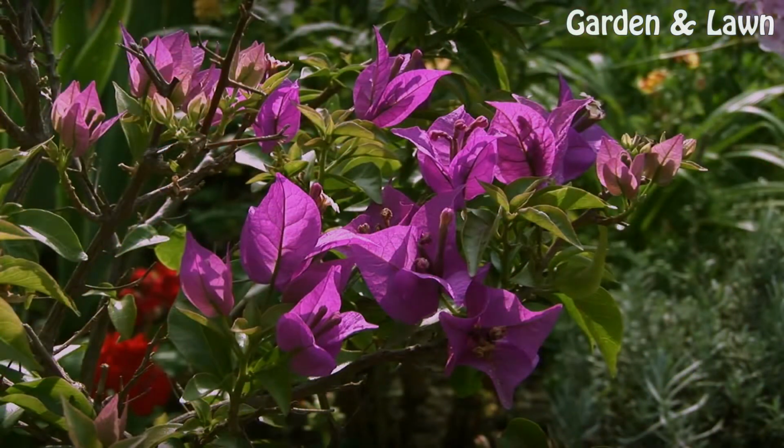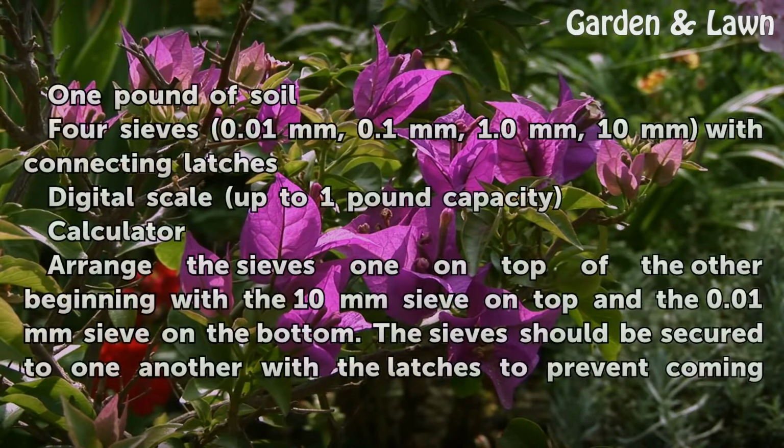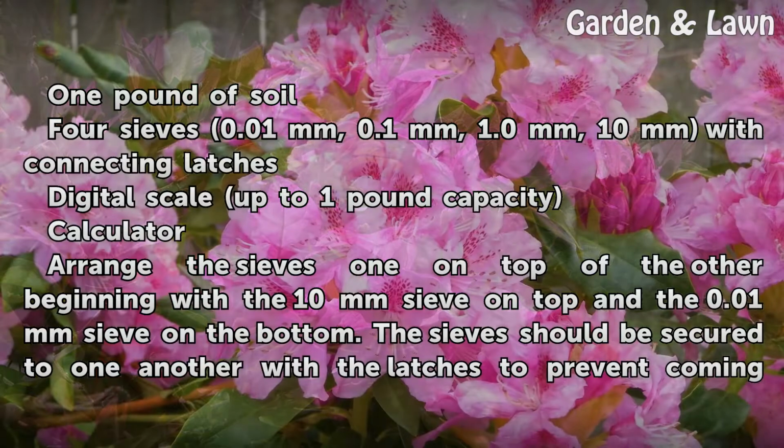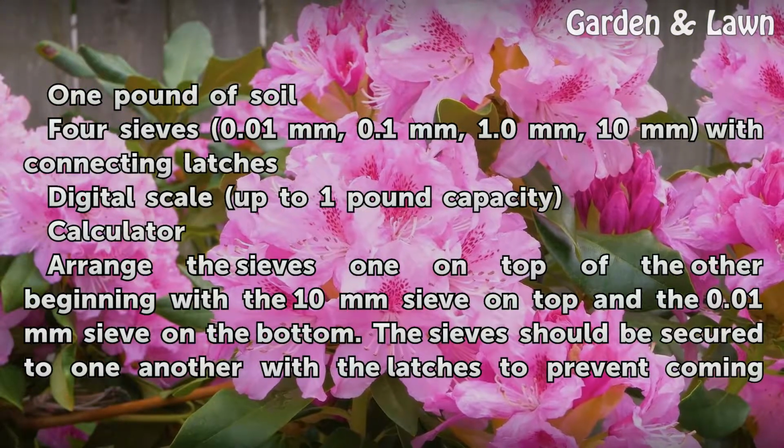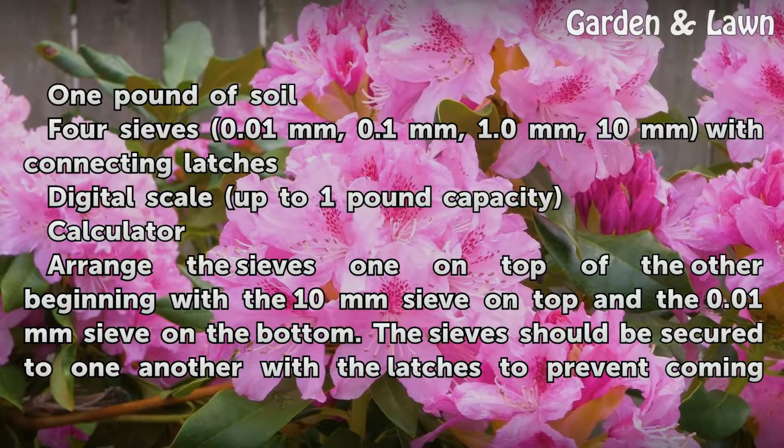Things you'll need: 1 pound of soil, 4 sieves (0.01 mm, 0.1 mm, 1.0 mm, 10 mm) with connecting latches, a digital scale up to 1 pound capacity, and a calculator. Arrange the sieves one on top of the other, beginning with the 10 mm sieve on top and the 0.01 mm sieve on the bottom.